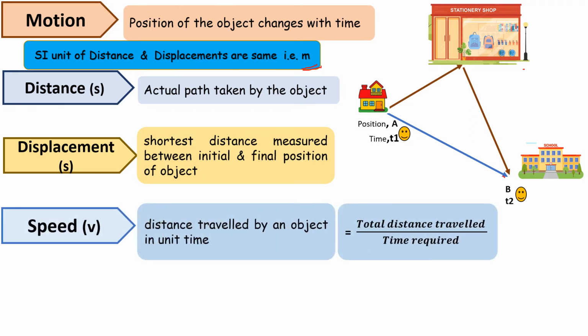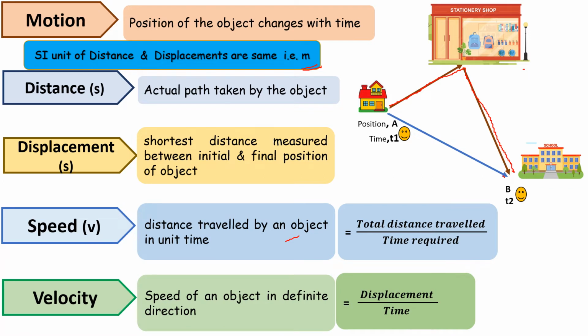We come to another term, that is speed. Speed is the rate of change of distance, or the distance traveled by an object in unit time. So total distance traveled upon the total time required. So in this case, this is the total distance traveled, and how much time you require to travel this distance becomes your speed. That is represented by small v.